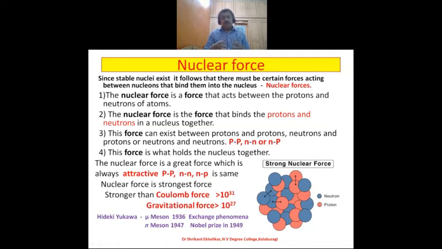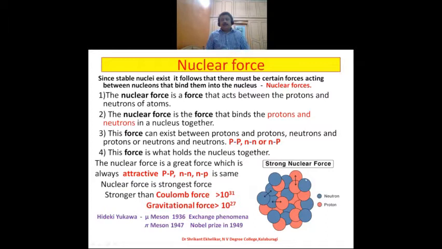So there is something which is very strong, because you know that two protons are positively charged. If two protons are brought together, there is an electrostatic force of repulsion. According to Coulomb's law, there must be a repulsion between the two protons, but it is not so. They are placed in a small region. Similarly, two neutrons, and one neutron and one proton.